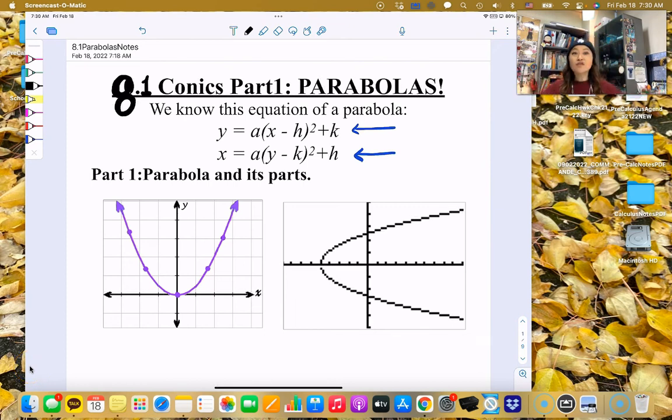Now that you got an intro of what a parabola can look like, how it's created, and the definition of it, we'll delve deeper into it, okay? I'm going to rip it apart. I'm going to tell you all the different parts, and we're going to discuss what we can do with it. This is the first conic section of the 3 or 4 that we'll be discussing in this unit. And this is chapter 8.1, Conics Part 1, Parabolas.